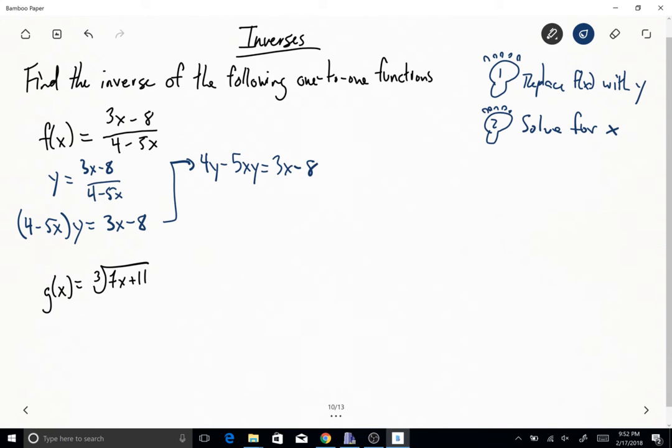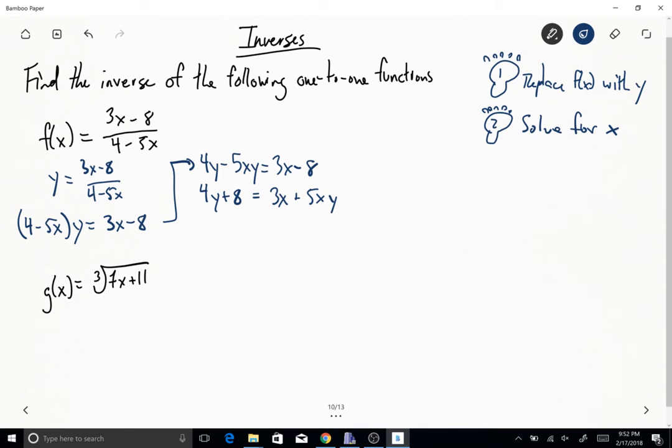And the way we ever solve for a variable, especially since these are linear, so it's x to the first power here, x to the first power there, is to get all the x terms on one side and everything that's not an x on the other. So that means we'll add the 8 to both sides. So you get 4y plus 8 equals 3x plus 5xy.